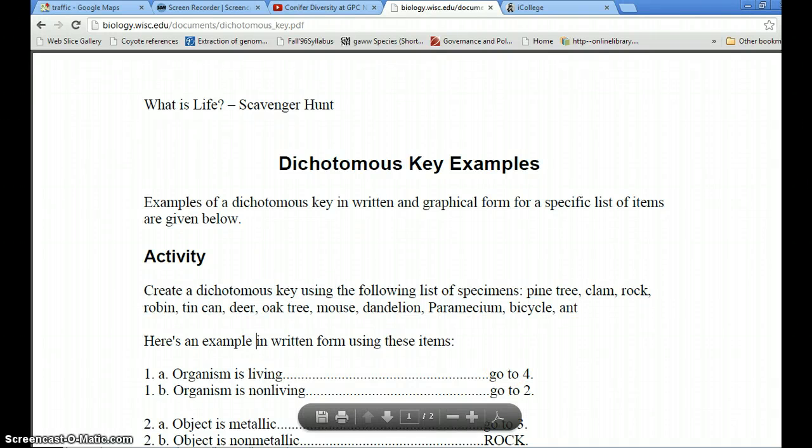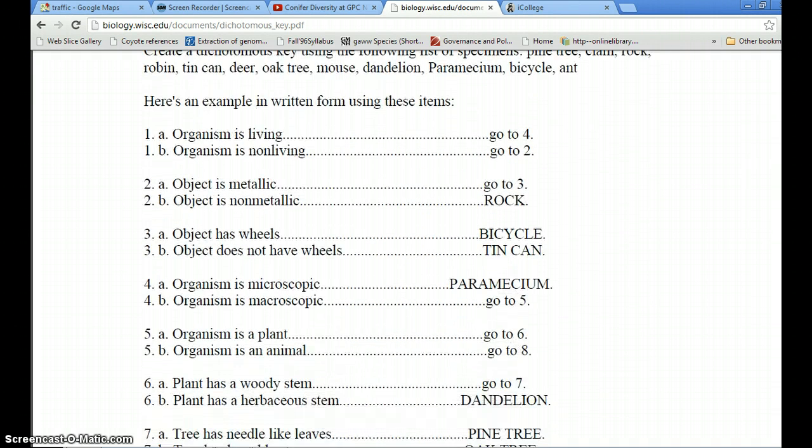All right, so notice the first statement right here: organism is living, go to 4. Organism is non-living, go to 2. So the first thing they're doing is the living things, they're punting down to 4. And 2, they're sorting out the non-living things, the rock, the bicycle, and the tin can. So the easiest way to deal with the rock versus the bicycle and the tin can is question 2. Is it metallic or not? If it is metallic, go to 3.